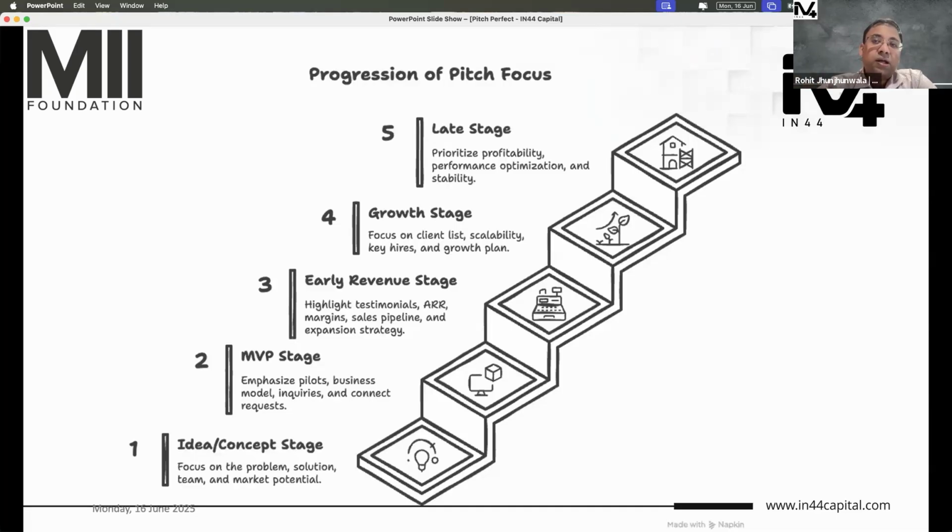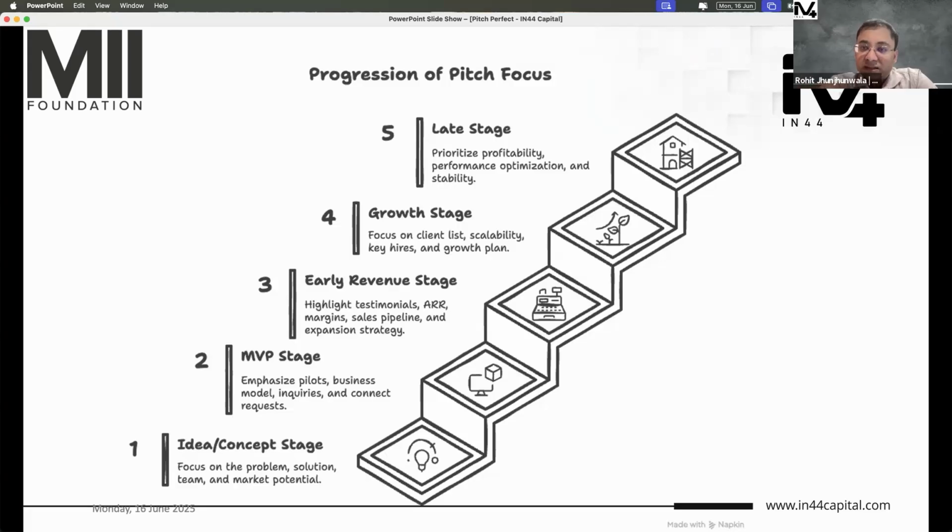So it is very important that you keep the pitch up to date and have all the relevant information. Probably do it once a month or twice a month. If you have different updates about the company, ensure that your pitch is up to date so that nobody questions the recency of the pitch. Everything should be included in the pitch as on date.